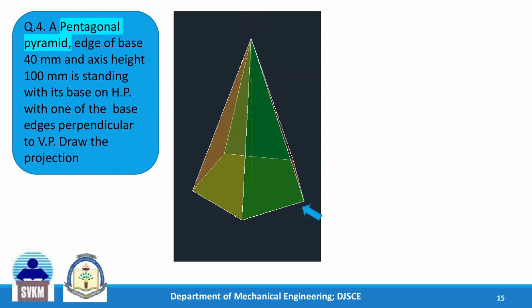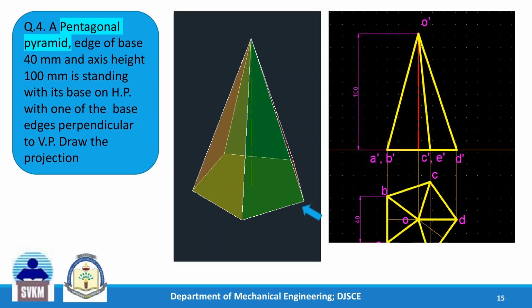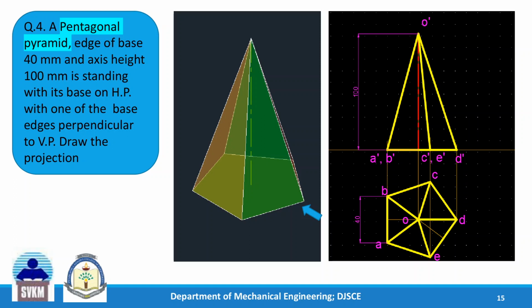When we see from the top, what will we see? We will see this pentagon and these slant edges. And what will we see in the front view? We are seeing it from this side. For front view, we'll see one triangle and another triangle here. So just imagine the views. And these are the views drawn on AutoCAD. This is the top view. We have drawn the edge of the base perpendicular to VP, and we have kept it on the left side of the observer. It's fine.